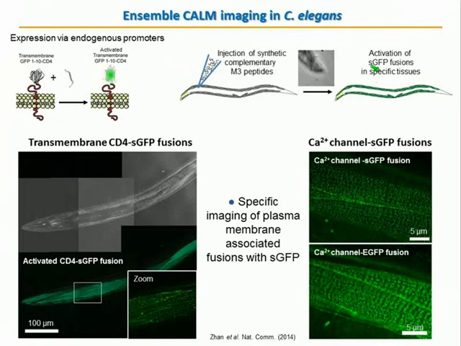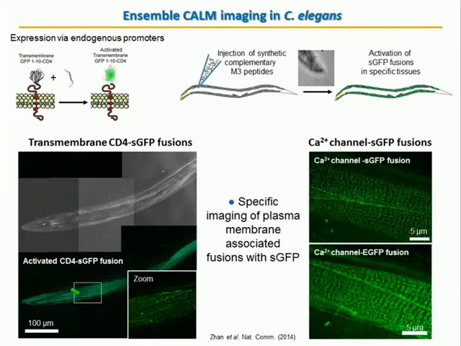elegans, and as the peptide diffuses through the nematode, it will reach the tissue and light up the fusion at the specific tissue where the fusion is being expressed. So here's an example of fusion to a CD4 receptor. Again, this is a split GFP fusion. This is a bright field image of the worm, and this is the corresponding confocal image in the GFP channels.